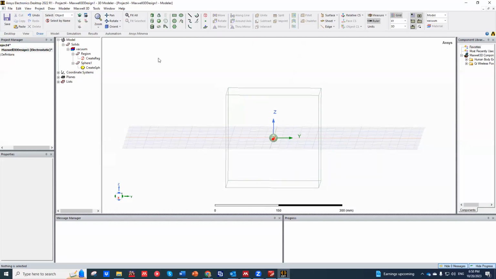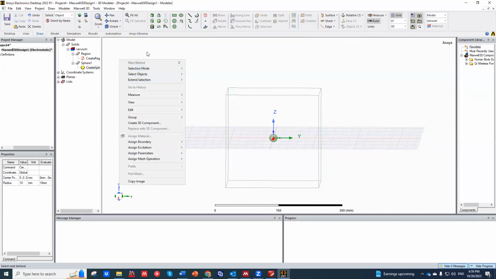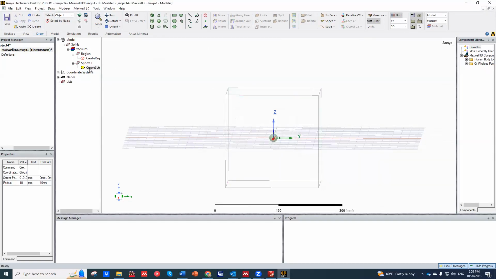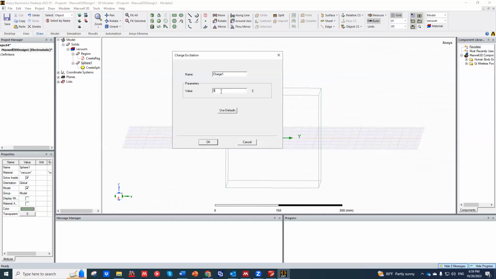So what's next? Next, I need to charge the sphere with some charge. So I select the sphere and then I right click on the window and navigate to assign excitation. In the electrostatic problem, this charge is given as the excitation. Okay, so assign excitation and then charge. For the charge, I put something like 1 coulomb, just an arbitrary number. Okay, so plus 1 coulomb.